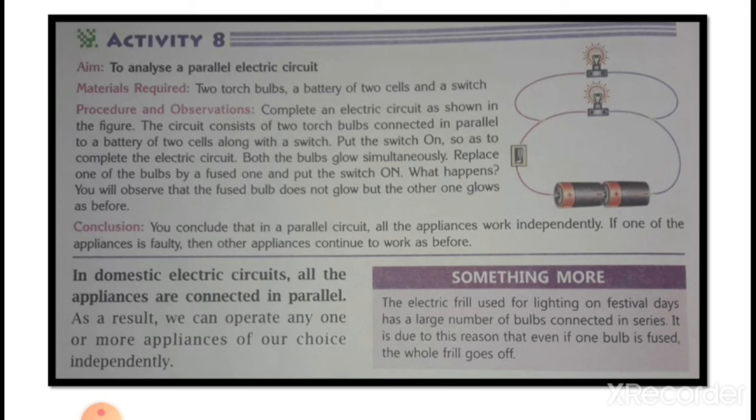But not each and every electric light, lamp and fan will work when we switch on one switch. So each and every circuit is in a parallel connection, so they will work independently. So for domestic electric circuits, all the appliances are connected in parallel.